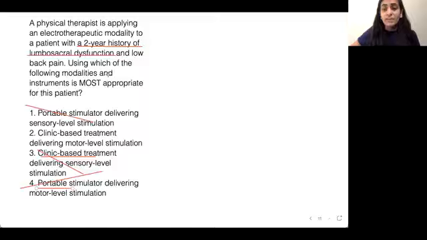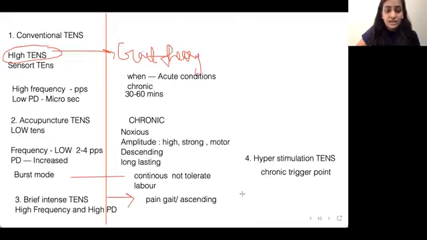Motor level, Beatrice, means motor stimulation. If we go back to our types of TENS, acupuncture TENS was the one which was motor, and conventional TENS was the one which was sensory. So conventional you give when you have an acute pain, sensory, but when you have a chronic pain, you cannot give conventional. You're going to typically give acupuncture TENS, which is a motor level stimulation.